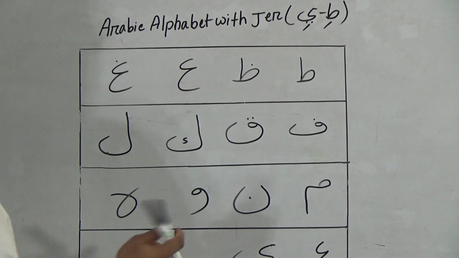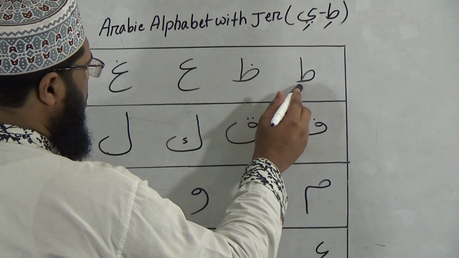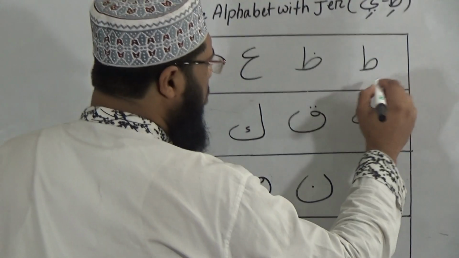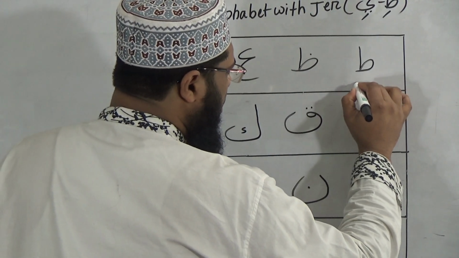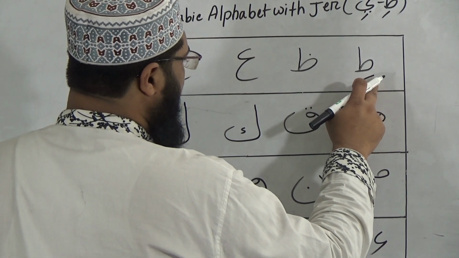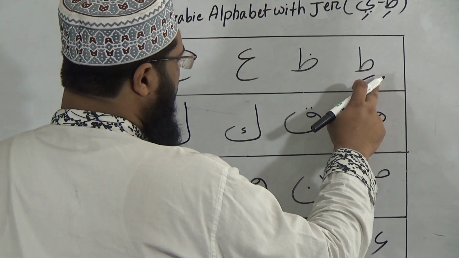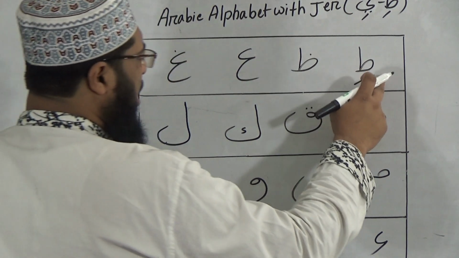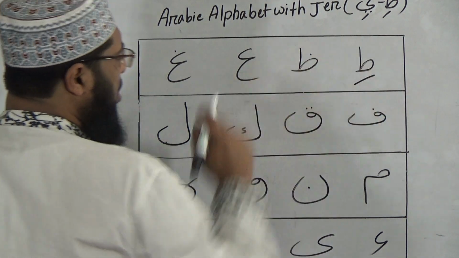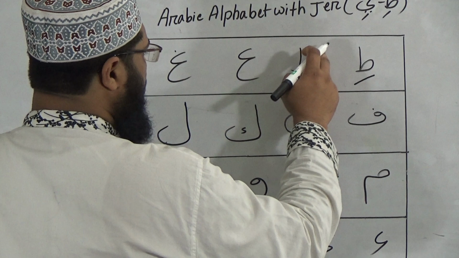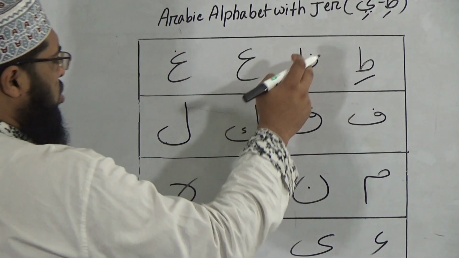My dear students, you know that this alphabet is called Tua. Now I am putting a Zer under the Tua. Now you have to pronounce this one: Tozir, Tui. Now Tua and Zua have the same shape, but Zua has a dot.